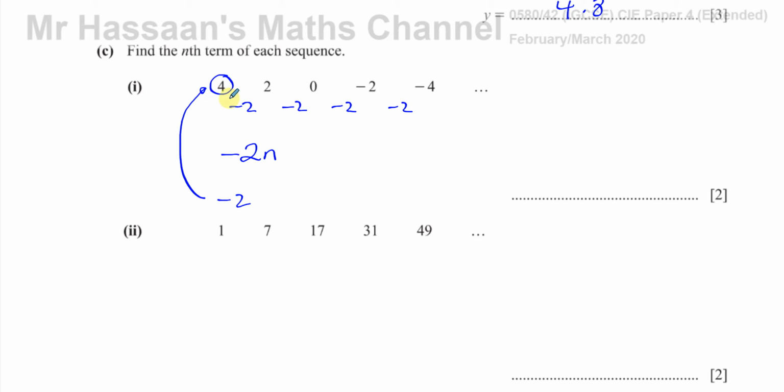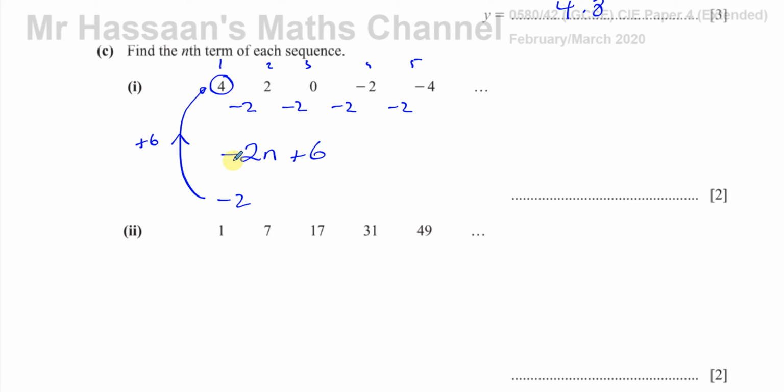How do I go from -2 to 4? What do I have to do? Well, I have to add 6. If I add 6 to -2, I'm going to get 4. So I have to add 6 to this term that I have here, and that will make the sequence start at 4. Okay, and for example, if I put n equals 2, the second term, I'm going to have -2 times 2. So this is the first term, this is the second term, this is the third term, this is the fourth term, fifth term.